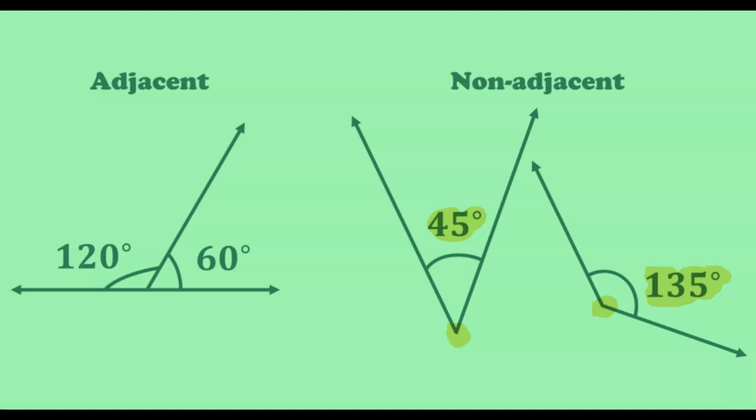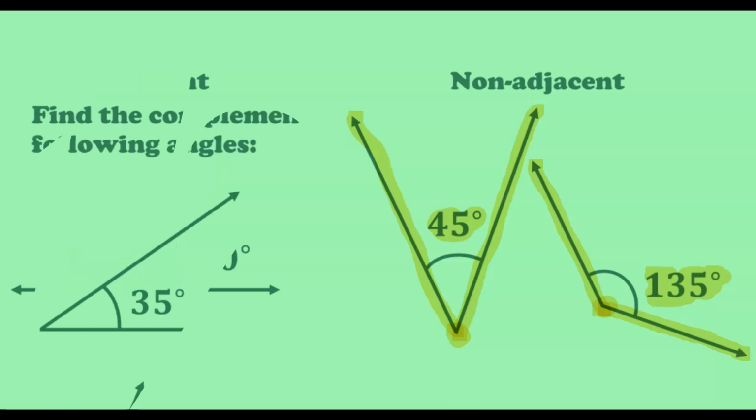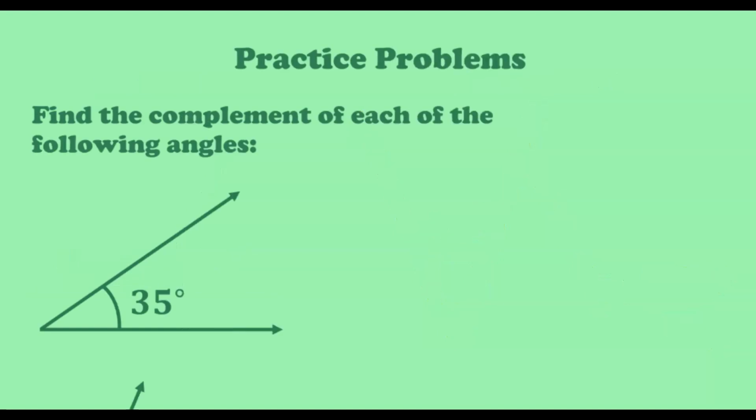We can see that the arms of the 45-degree angle are this line over here and this one, and the arms of the 135-degree angle are this and this. So the two angles do not have a common arm, they do not have a common vertex, and so they are non-adjacent supplementary angles. Now let us have a look at a few practice problems.